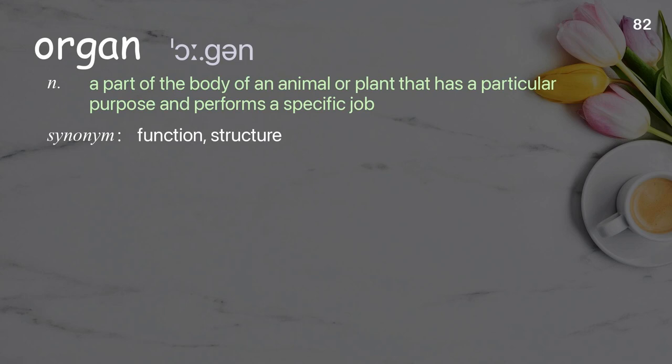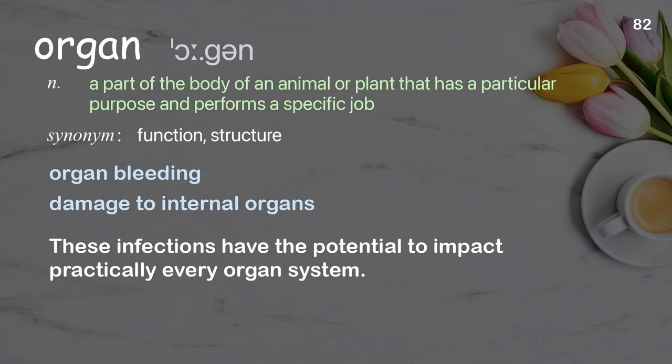Organ. A part of the body of an animal or plant that has a particular purpose and performs a specific job. Examples: organ bleeding. Damage to internal organs. These infections have the potential to impact practically every organ system.